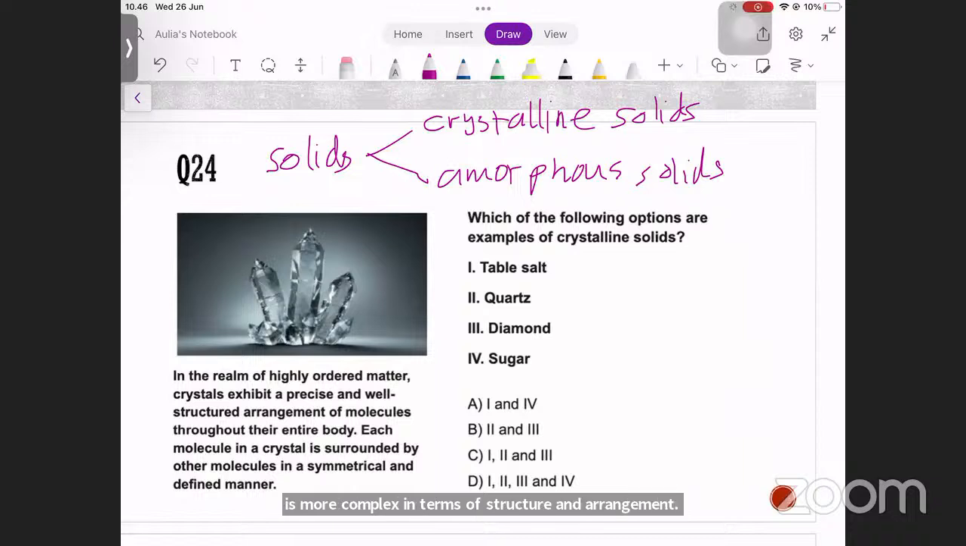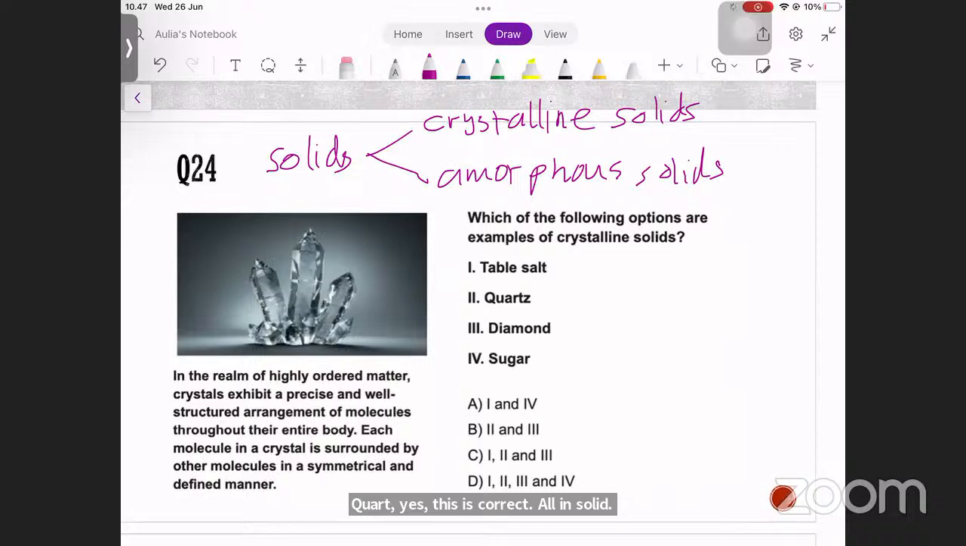So let's go back to the question here, everyone. Which of the following options are examples of crystalline solid? If we look at these four examples, there is one example that's, actually not only one. Wait a moment. Oh, my bad. Sorry, Ali. Yes, it is one, two, three, four. Quartz, yes, it is a crystalline solid. Diamond, obviously, and sugar is also one of the crystalline solids.